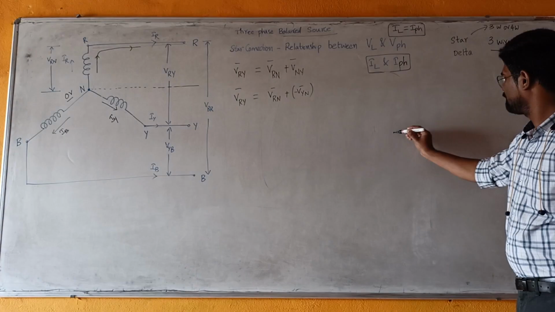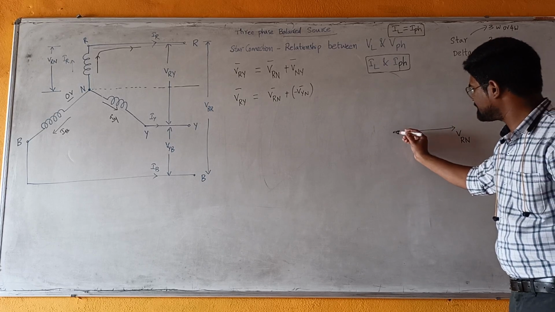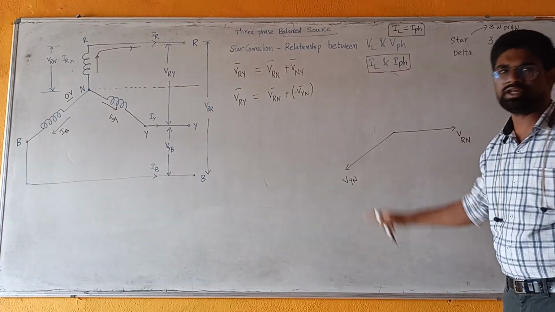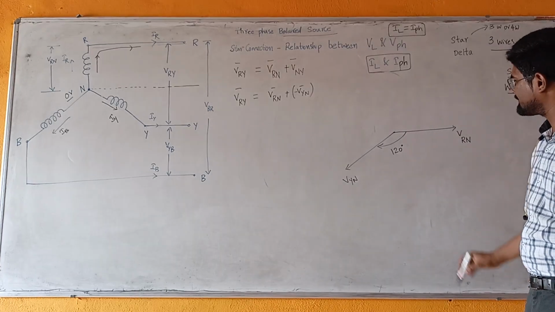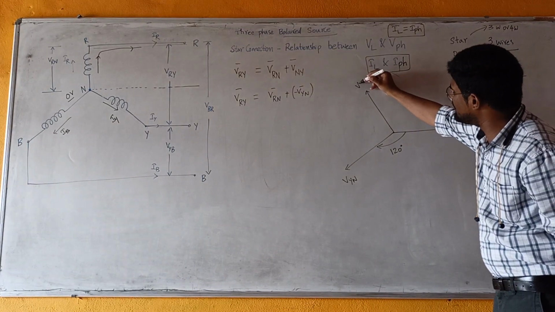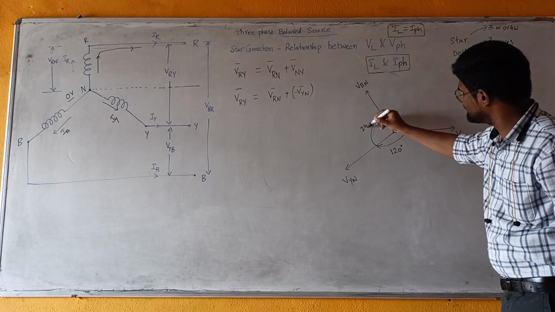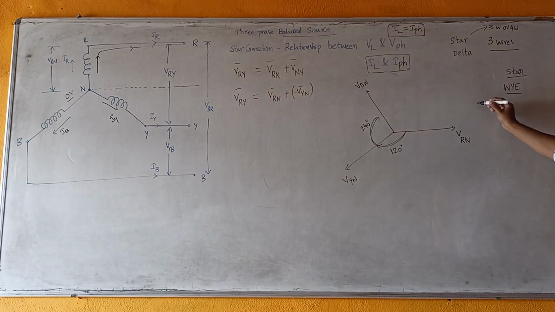Now I am drawing the phasor diagram. This is VRN, which is the same as VYN, I mean the length of VRN is equal to the length of VYN, but VYN lags VRN by 120 degrees. Similarly, VBN lags by 240 degrees, I mean from VRN the total angle is 240 degrees. We can write the line voltages in terms of phase voltages VRN, VYN, VBN. These are the phase voltages.